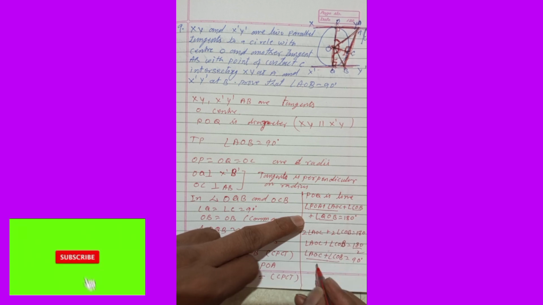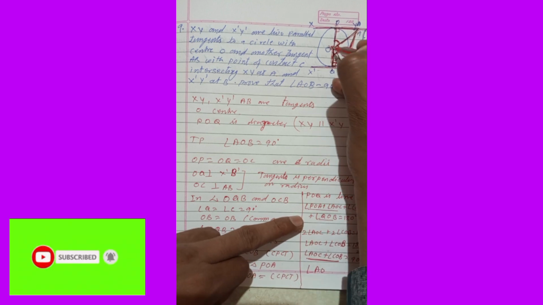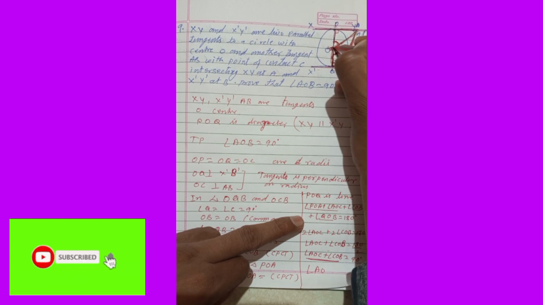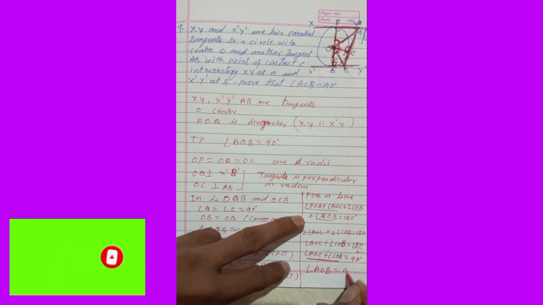And both angles together, this angle, is called the angle AOB, with AO and this one B. That is called the angle AOB, which is equal to 90 degree. Hence it is proved.